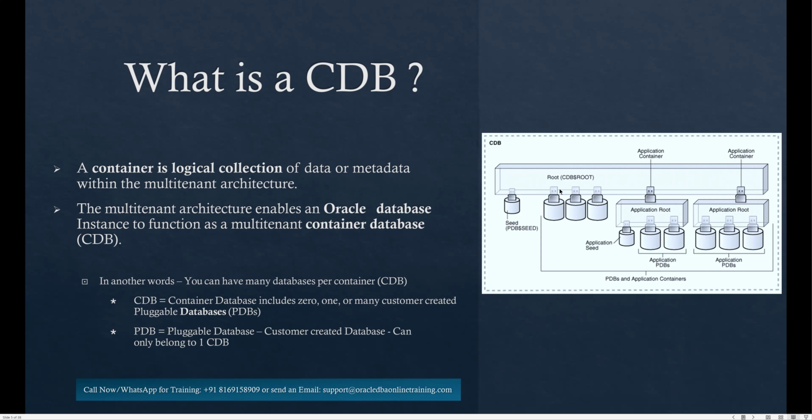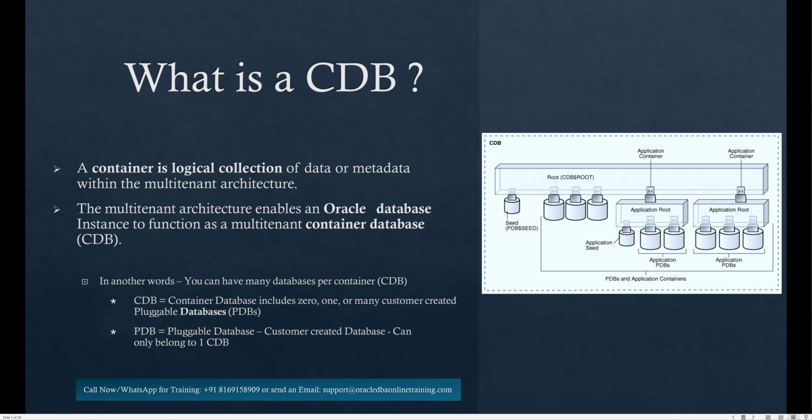Now we'll be talking about each of these components. What is a pluggable database? What is the application root or application pluggable databases? So everything is part of one single container. If you have to understand what a container database is, it's just a logical collection of data or metadata within the multi-tenant architecture. When I say multi-tenant architecture, it means it enables Oracle database instances to function as a multi-tenant container database. Meaning on a single server, you can have multiple sub databases.